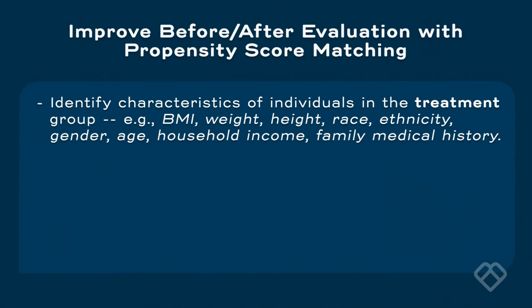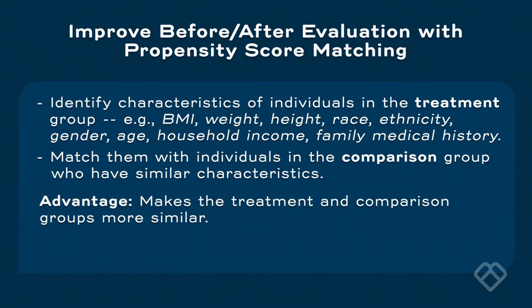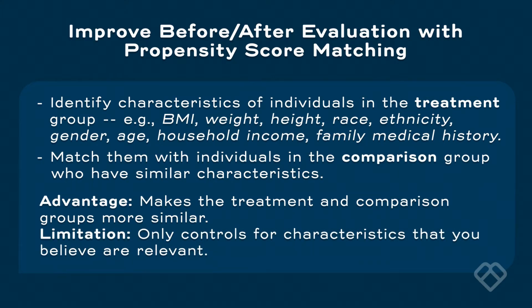Let's consider how we might use propensity matching as an evaluation technique for the nutrition program for preventing obesity. We identify characteristics of individuals in the treatment group, for example, their body mass index, weight, height, race, ethnicity, gender, age, household income, family medical history. These are characteristics that we think may be relevant to success in losing weight. We then match them with individuals in the comparison group who have similar characteristics. The advantage of this technique is that it makes the treatment of the comparison groups more similar.